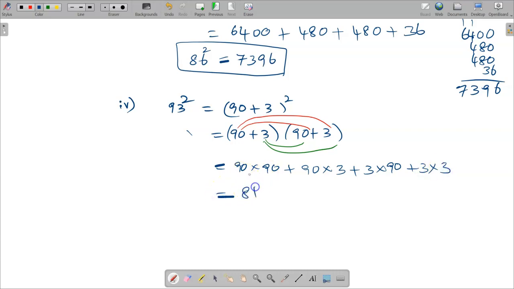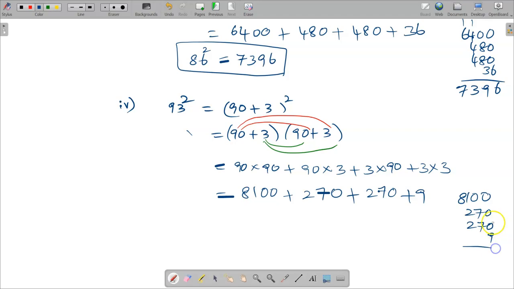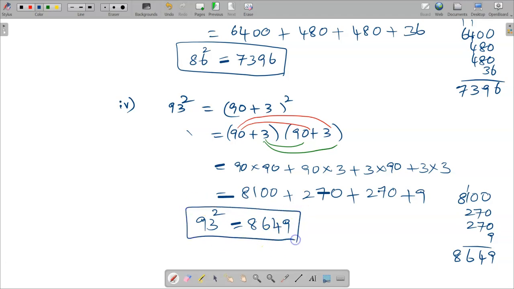9 9s are 81. You have double 0. 9 3s are 27 and 1 zero is there. 9 3s are 27. Again zero is there. 3 3s are 9. So 81 double 0, 270. Again one more 270 and then 9 you have. 9 plus 0, 9. 7 plus 7, 14. 1, 2 2s are 2 plus 2, 4. 4 plus 2, 6 and then 8. Okay. So the final answer is 8649. So 93 square is 8649.